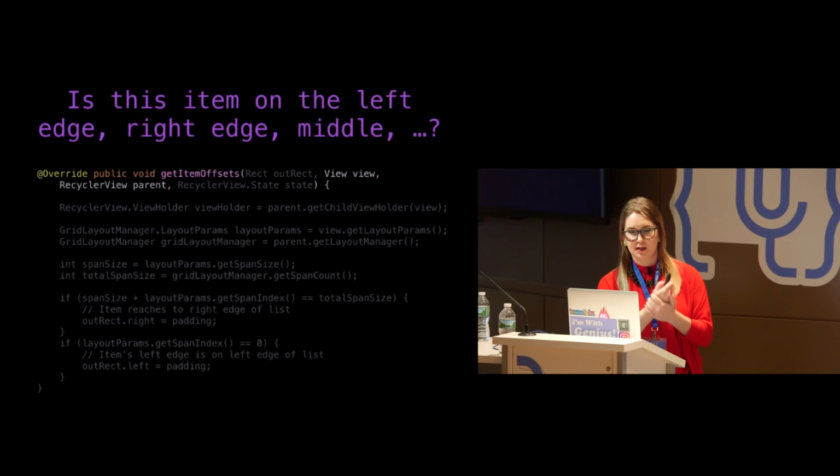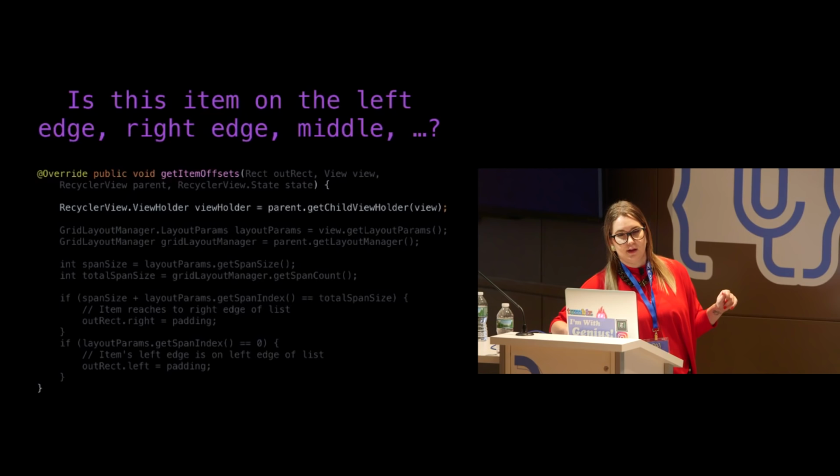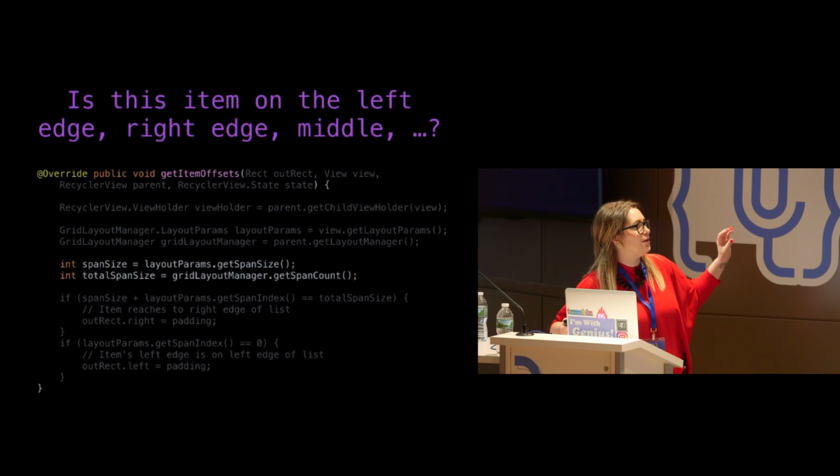So you actually have a ton of information here to make that decision. You're being handed the individual view and the parent recycler view. For starters, of course, you can get the view holder, which should tell you if this item decoration even cares about this view, like its view type, any custom tags you've set on it. You can get the view's layout parameters, and you can also get the whole layout manager. So you really have a lot of control here. From that, you can get how many columns this individual item is supposed to span, and you can get the total span size of the whole recycler view.